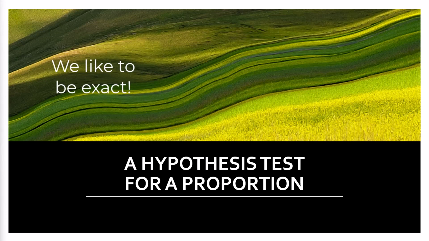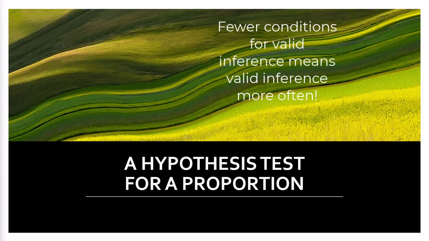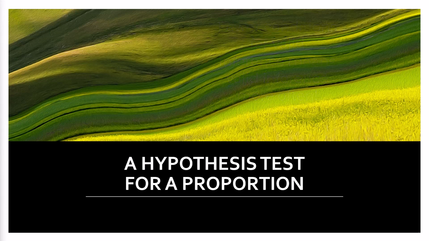And we're going to do so using fewer conditions than those that you learned about when you learned about it using the normal distribution. We're not going to have as strict conditions, meaning it's easier to ascertain that what you're doing is correct and yielding correct probabilities.